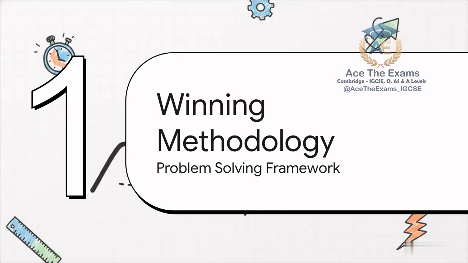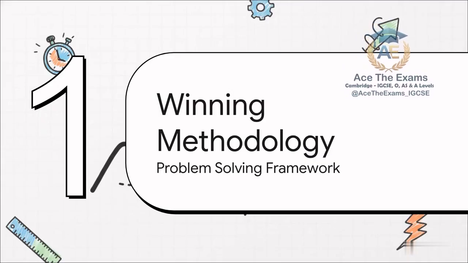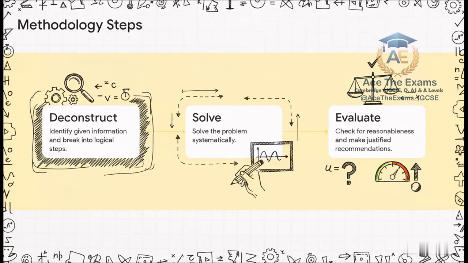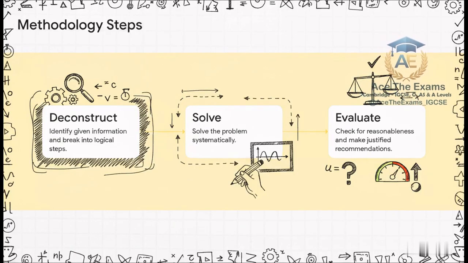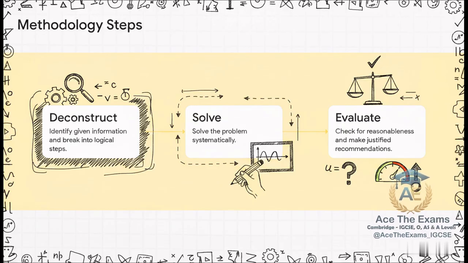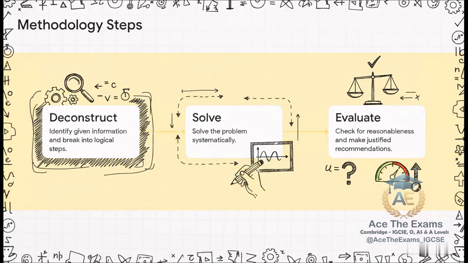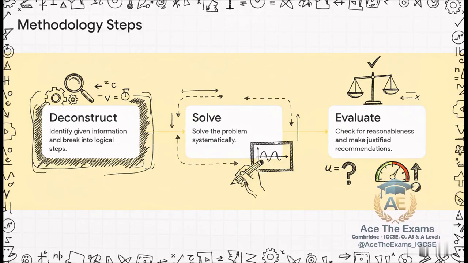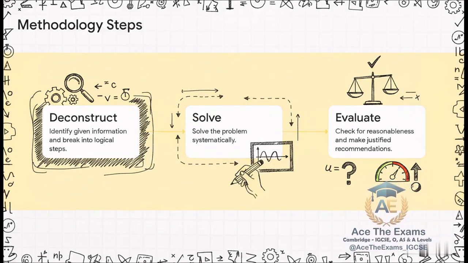Which brings us to Section 2, the winning methodology. All right, the absolutely crucial point here is mastering what we call the deconstruct, solve, evaluate framework. This is how you break down literally any non-uniform motion problem without losing your mind. Step 1, you deconstruct the given info. Identify your variables and figure out the exact scenario. Step 2, you solve it systematically, breaking the physics down into logical, bite-sized steps.